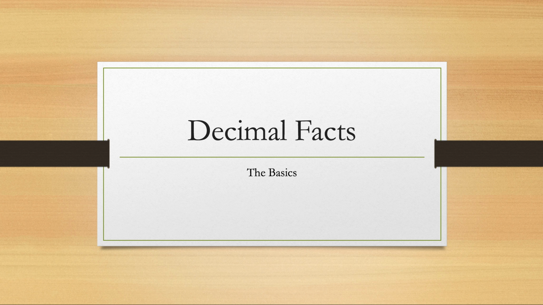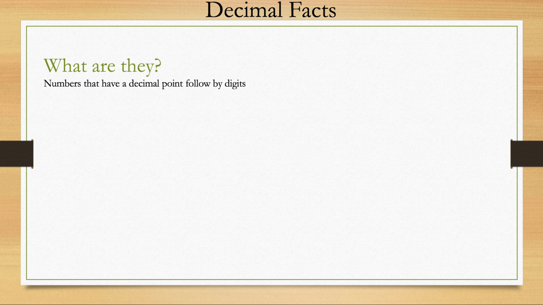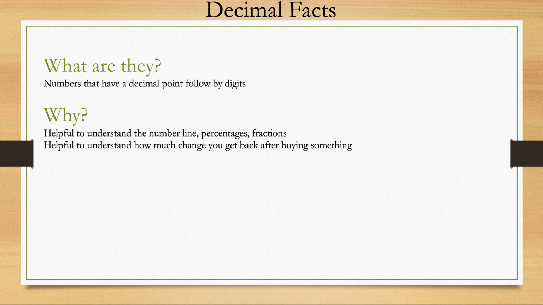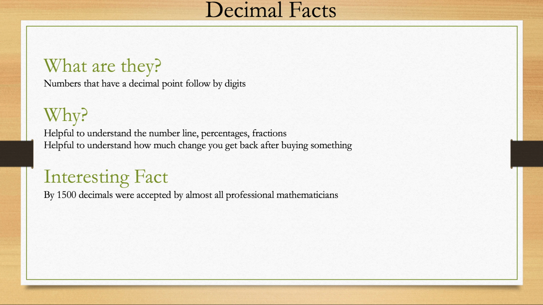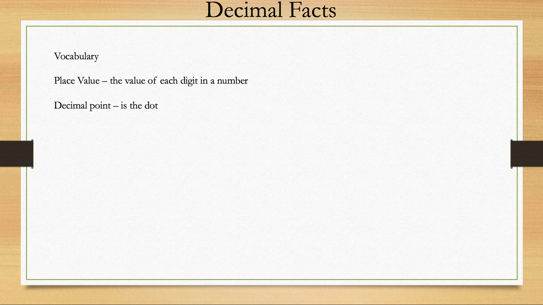Decimal facts, the basics. What are they? Numbers that have a decimal point followed by digits. Why? Helpful to understand the number line, percentages, fractions. Helpful to understand how much change you get back after buying something. Interesting fact, by 1500 decimals were accepted by almost all professional mathematicians.